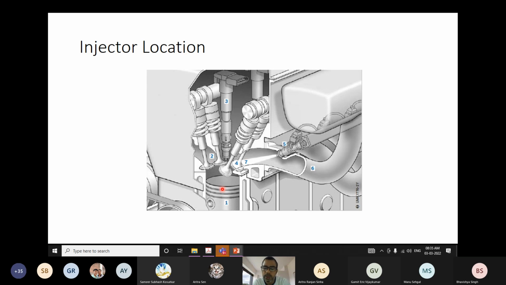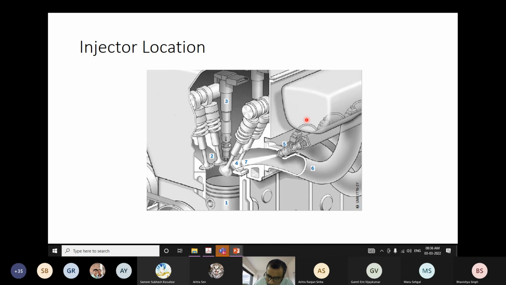Obviously, it is not so simple as taking the injector out from here and installing it into the combustion chamber, because the environment in the combustion chamber is completely different from what you have in the manifold. The injection pressure and everything has to be slightly tuned. So we need to pressurize the fuel to a much higher pressure.